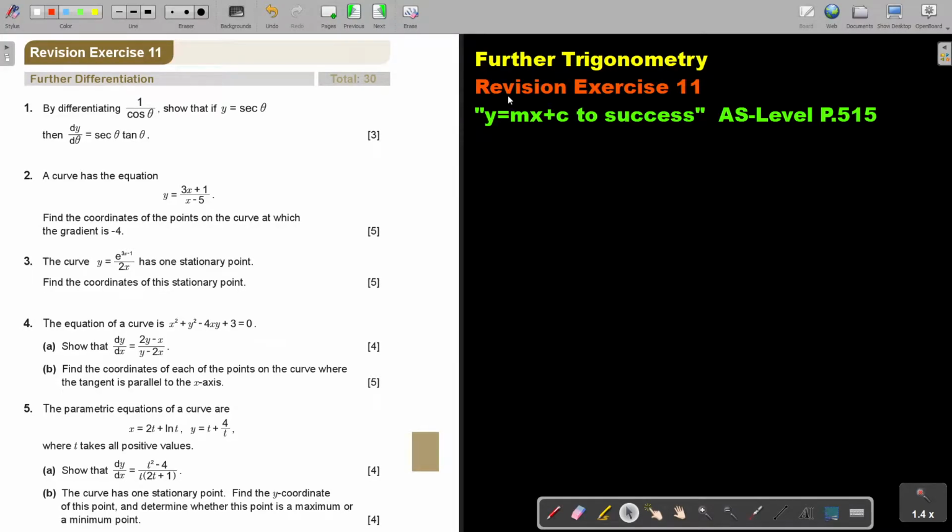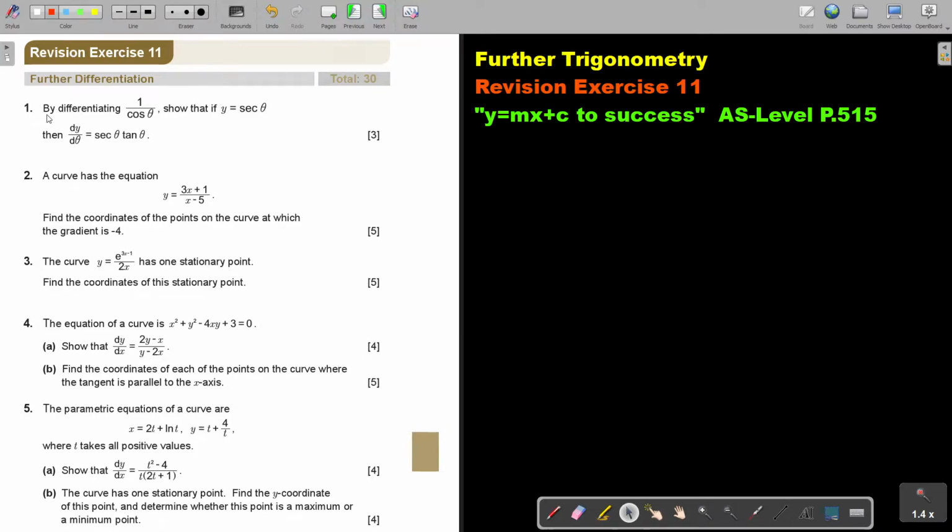In this video, we will look at revision exercise 11. You will find this on page 515 in the Namibian AS-Level Mathematics textbook, Y equals mx plus c to success. Let's look at this exercise. Again, I'm going to break it in two parts. So 1, 2, and 3 I will do in the first video, and 4 and 5 in the second video.